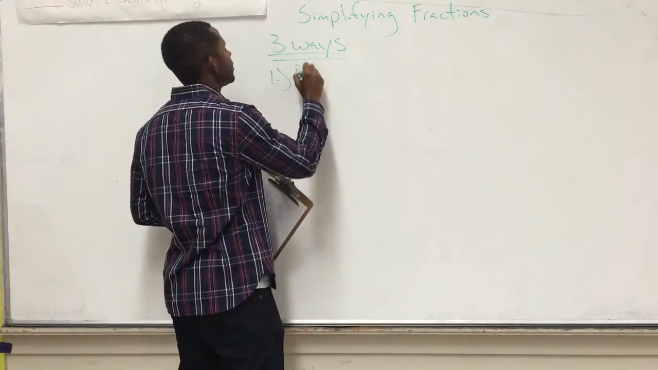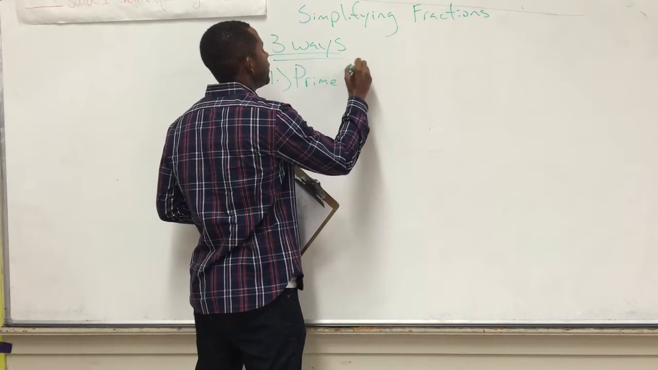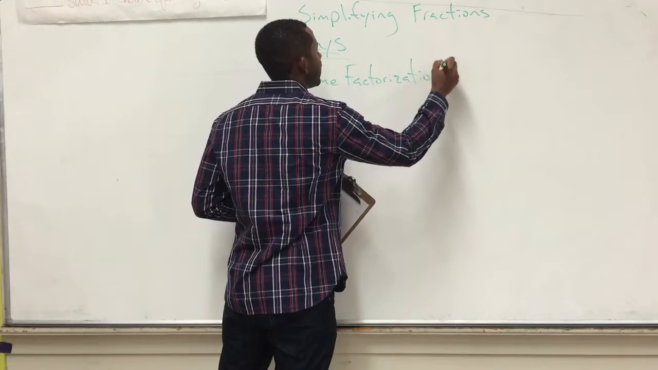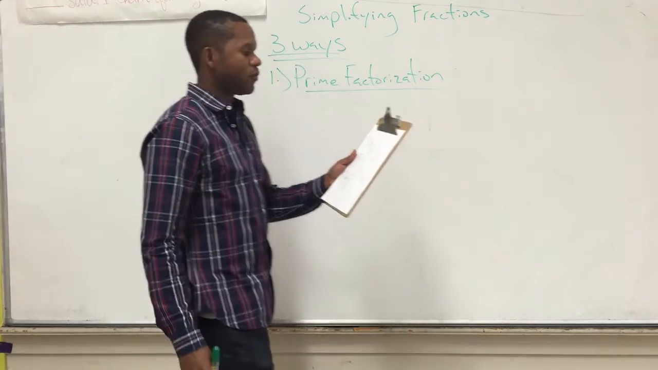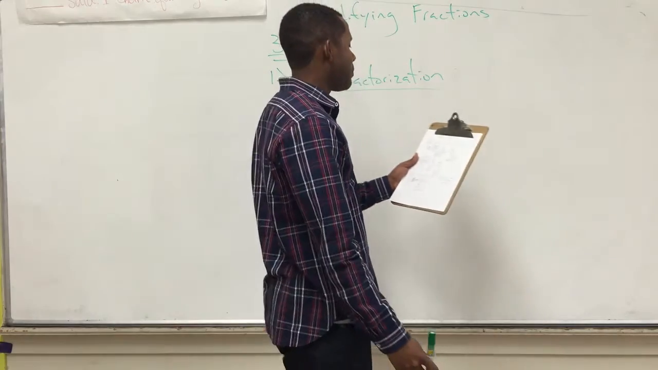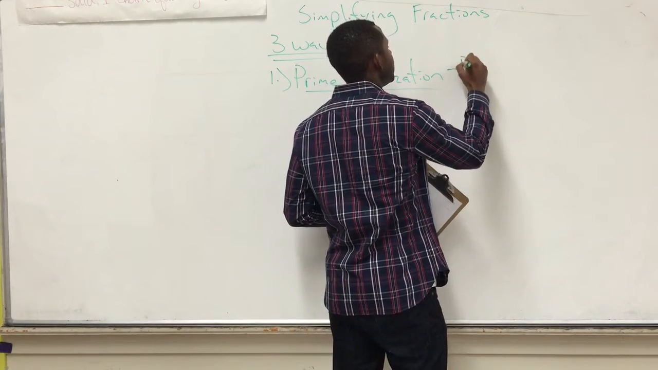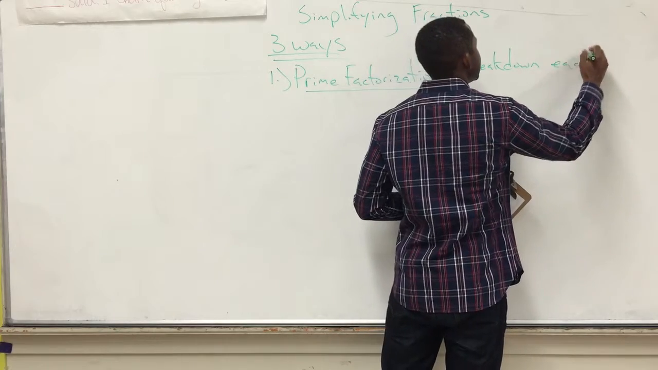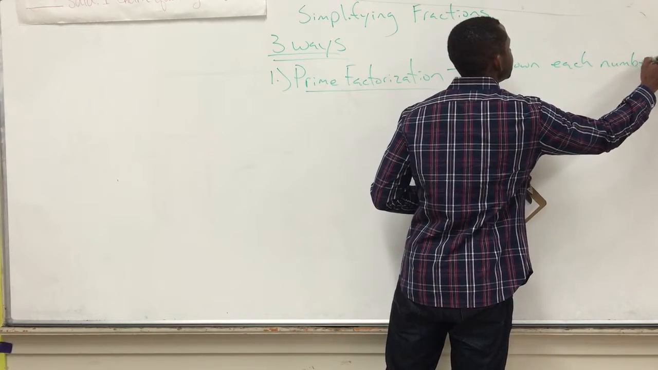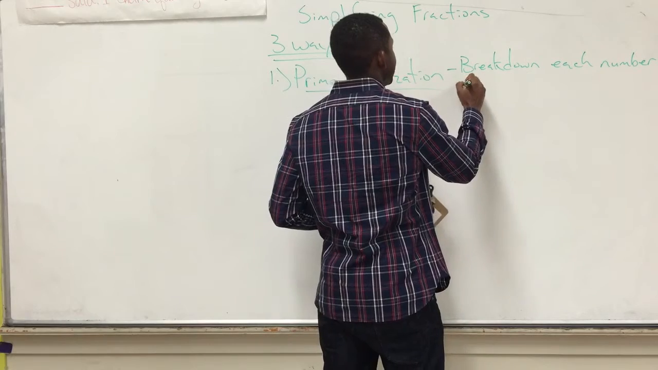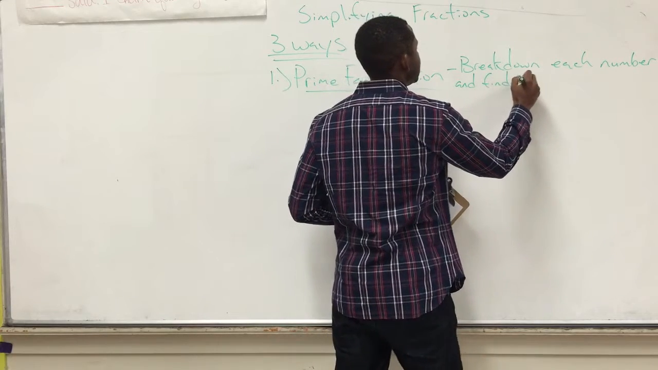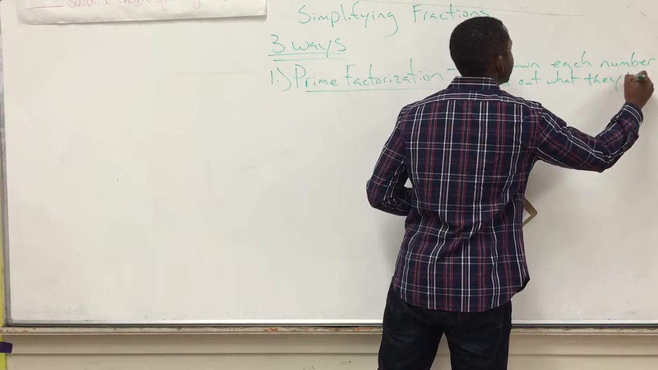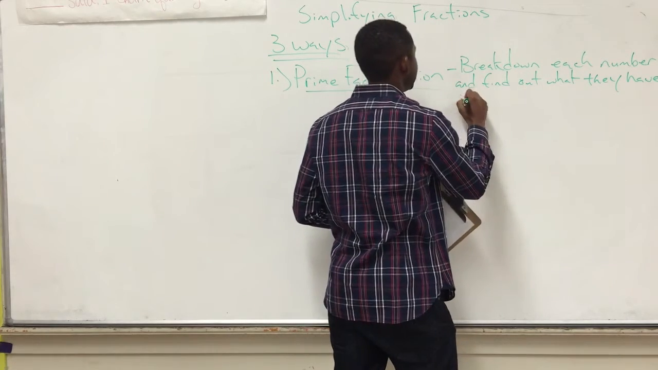The first one is through prime factorization. Okay? First way you do it is through prime factorization. All right? And basically, what you do is you break down each number and find out what they have in common.